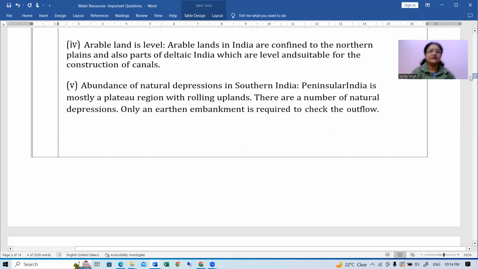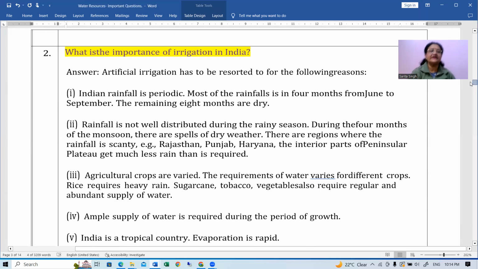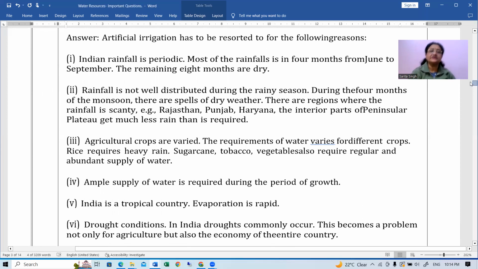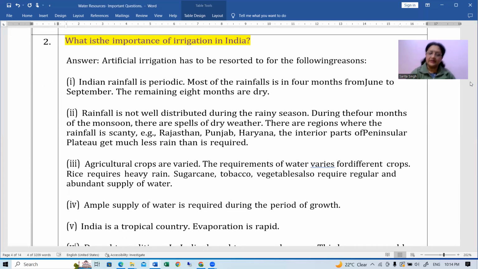Now the next question is, what is the importance of irrigation in India? Related to this, children, the question has also come earlier. India, we are having a sufficient amount of rainfall also, and in spite of that, what is the need? Why do we still need to develop certain irrigation facilities in India, right? For that question, this answer will also work, right? Artificial irrigation has to be arranged in India. The reason for that is, number one, Indian rainfall, because we are dependent on the monsoon rainfall. Basically the source of rainfall is the monsoon.